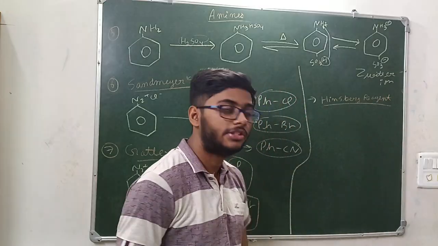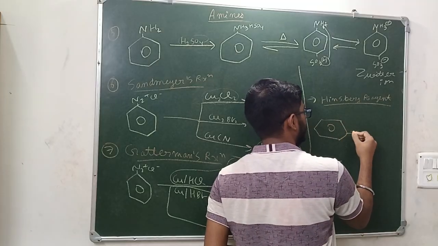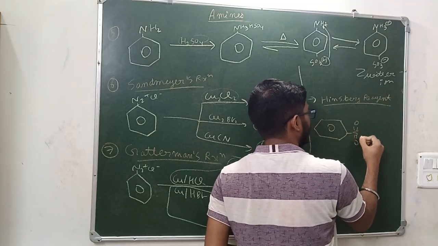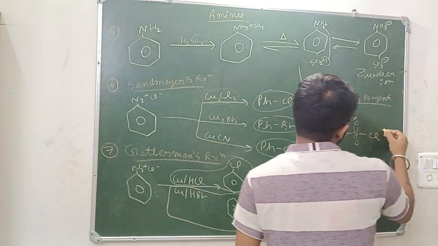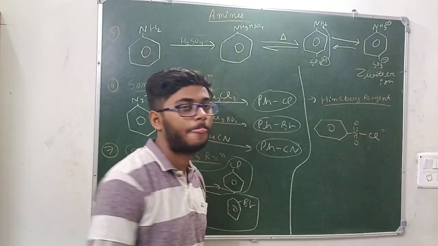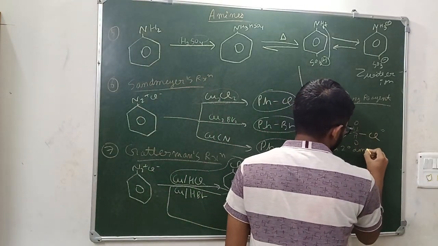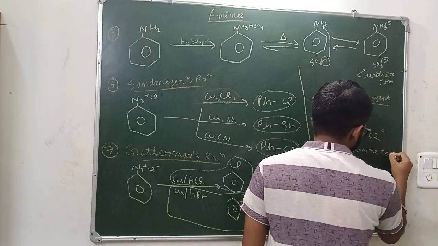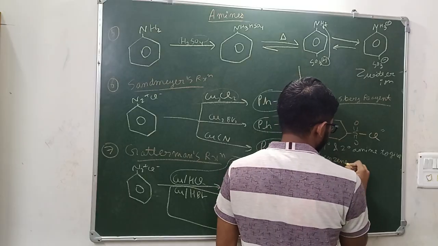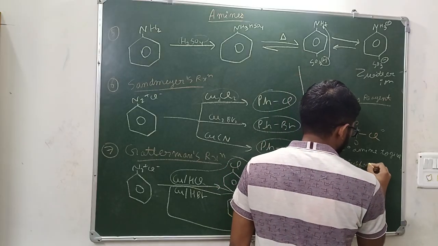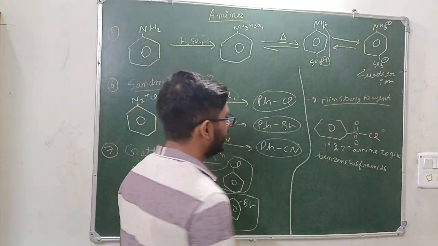What is Hinsberg reagent? See, the compound like this, benzene sulfochloride, is also its name, and this is Hinsberg reagent. It reacts with 1 degree and 2 degree amine to give benzene sulfonamide. Okay, let us take an example.